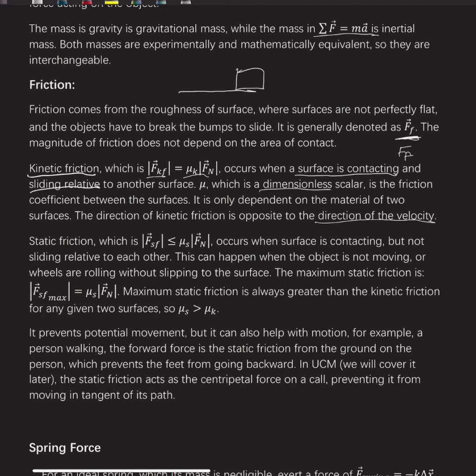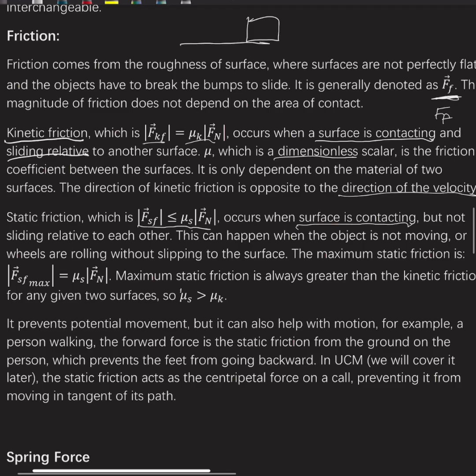The magnitude of static friction is less than or equal to mu s times Fn. It occurs when the surfaces are in contact but not sliding. It can happen when the object is not moving, or when wheels are rolling without slipping on the surface. The wheel changes its point of contact, so it never slides relative to the surface, and it's static friction. The maximum static friction is mu s times Fn. The maximum static friction is always greater than kinetic friction for any two surfaces, so we can say that mu s is greater than mu k.